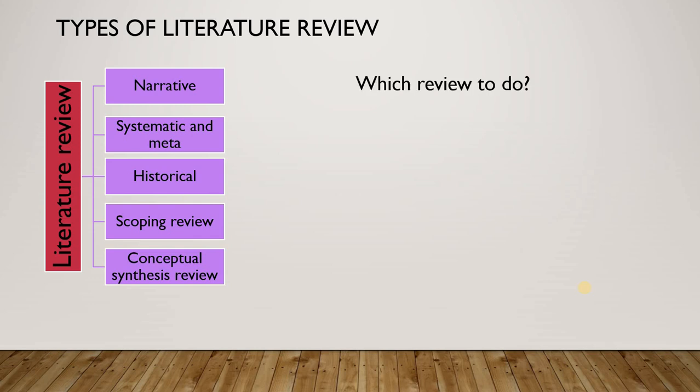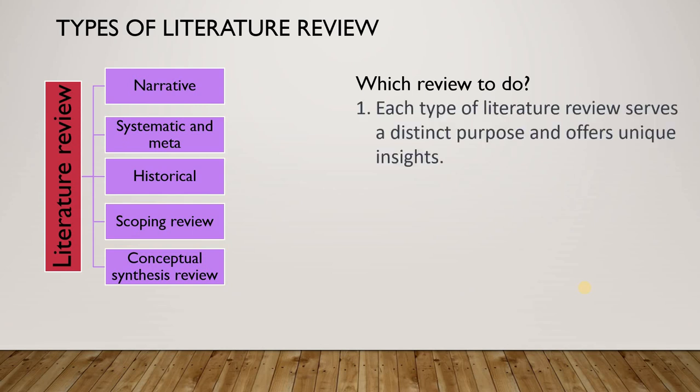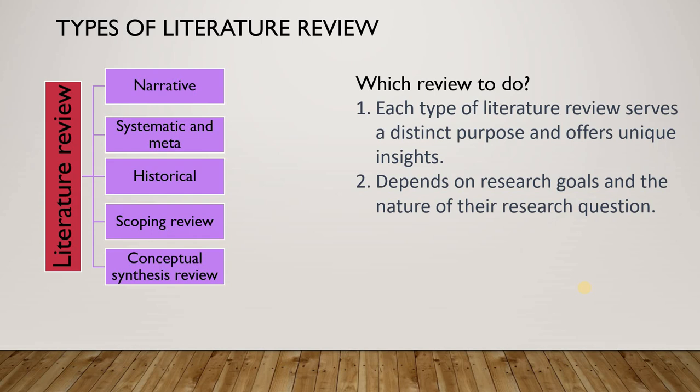So how do you select which review to do? It depends on the kind of project that you're doing and the kind of research question that you're trying to address, because each type of literature review has its own distinct purpose, and the advantages that each of these reviews offer are unique. So it depends on the research goals and the nature of the research question. If you are a novice researcher and not able to decide, your supervisor is the right person to help you select which review is helpful. At master's or PhD level, people prefer to do a systematic and meta review so that they have a thorough understanding of the entire field.